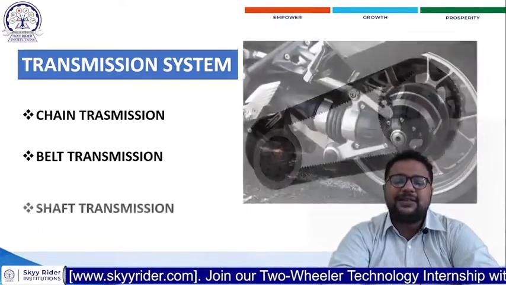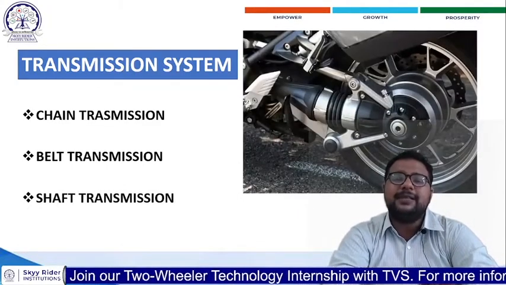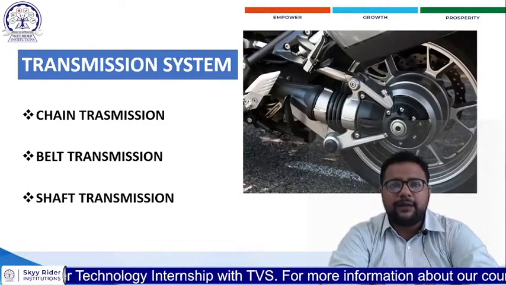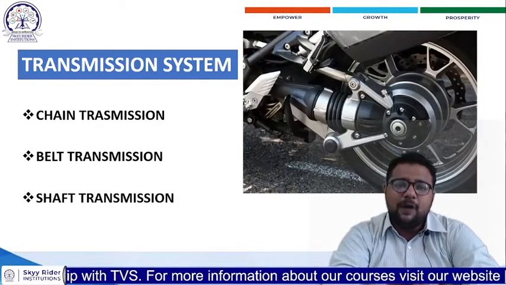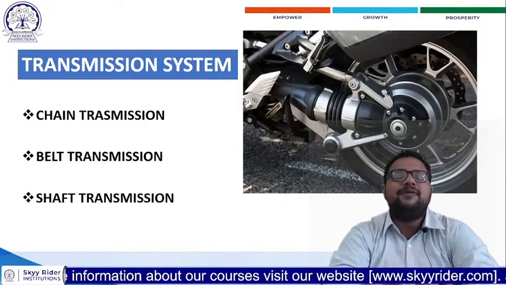Next we have the shaft type transmission. Now the shaft type transmission is basically a propeller shaft which is connected to the rear wheel of the vehicle. So with the help of this shaft, what happens? The power is transmitted from the engine to the wheel with the help of some gears.